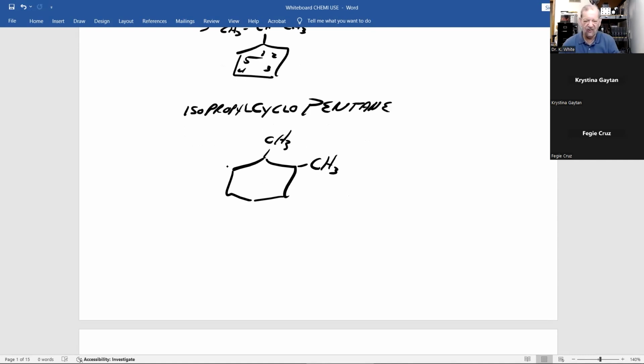We have a ring, 6 carbons, 1, 2, 3, 4, 5, 6. And we have not one, but 2 methyl groups. So a 6-membered ring is cyclohexane. By the way, Mother Nature and Dr. White love rings, 5 and 6-member rings.